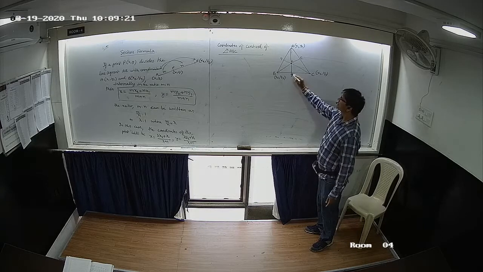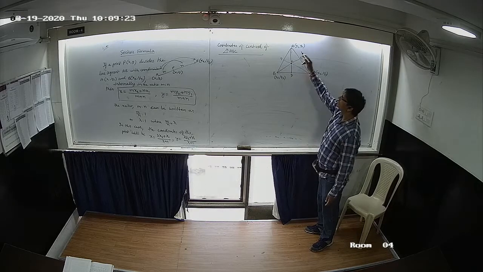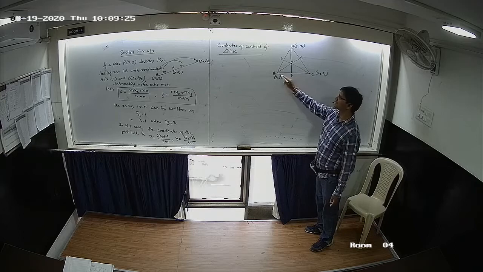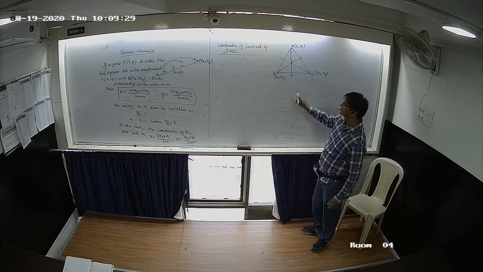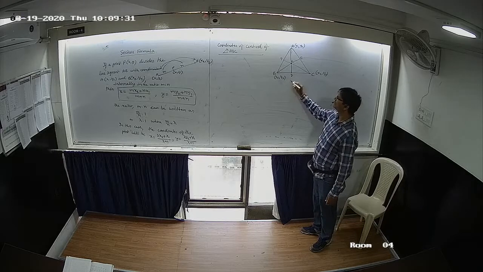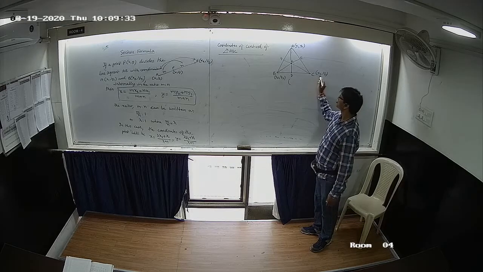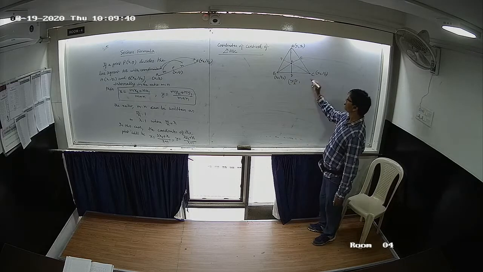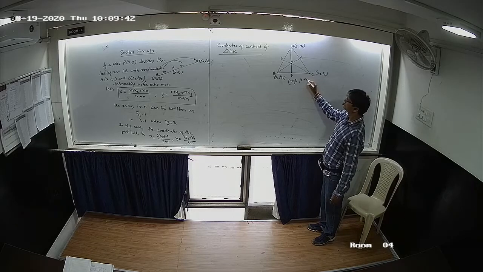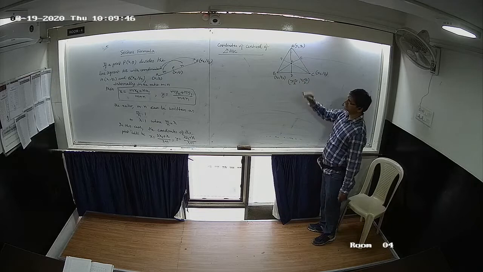Now AD is the median. That means D is the midpoint of BC. So we already have the midpoint formula. The coordinates of D will be x2 plus x3 by 2 and y2 plus y3 by 2. This becomes the coordinates of D.